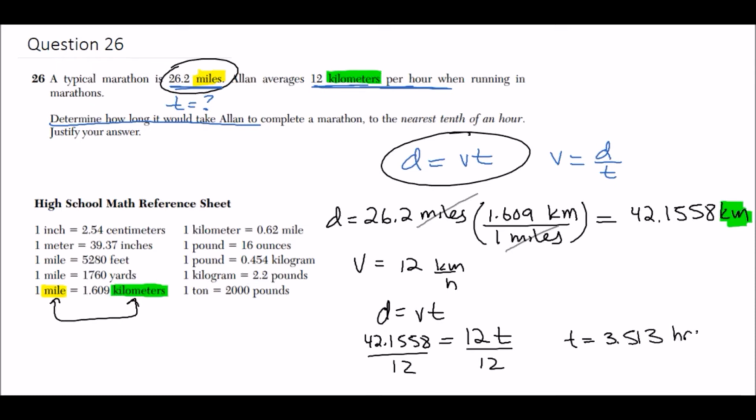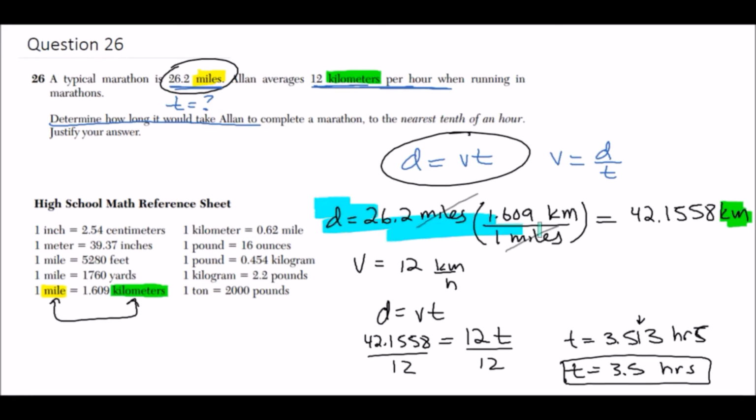3.513 hours. And it does say to the nearest tenth of an hour. So we could just truncate that to 3.5 hours. No rounding up required because the next digit is a 1. So that's that. And the key to this question is just doing the conversion here. This is the most important part of this entire question.